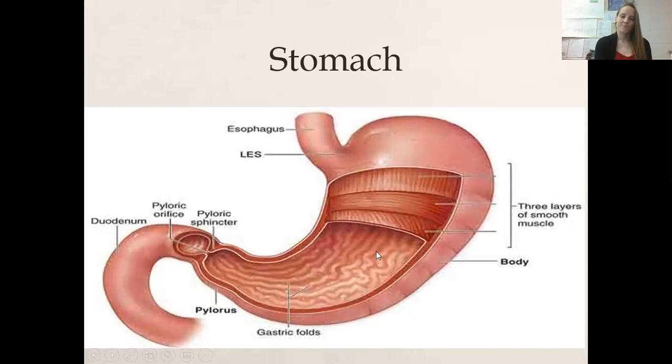And yeah, the whole inside of the stomach would again be coated with that mucus to protect it from the hydrochloric acid and the pepsin.